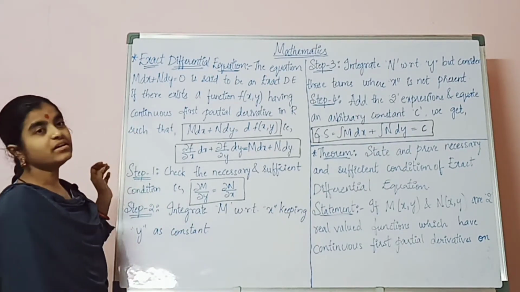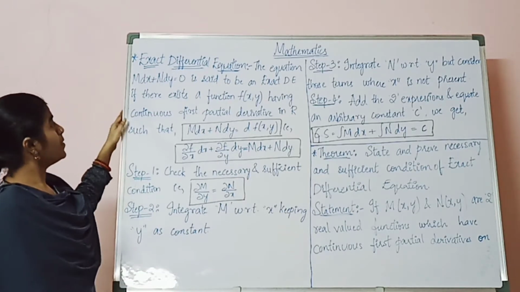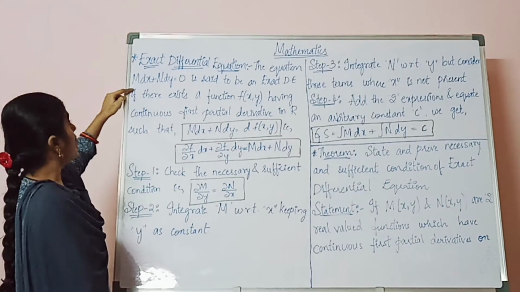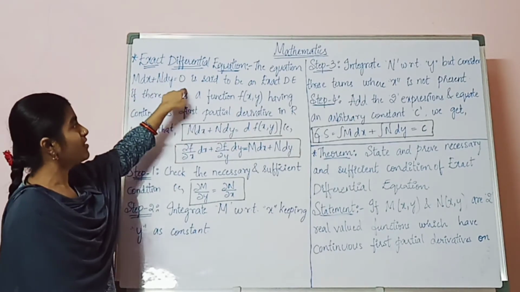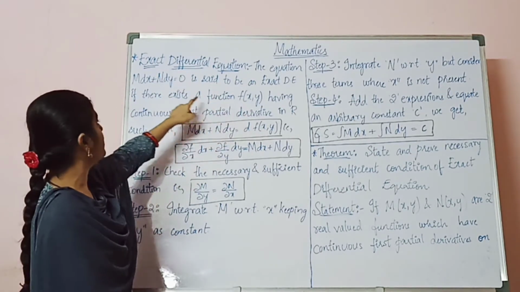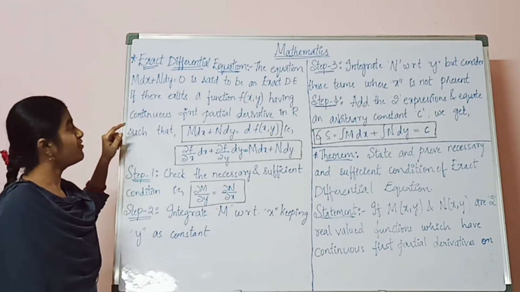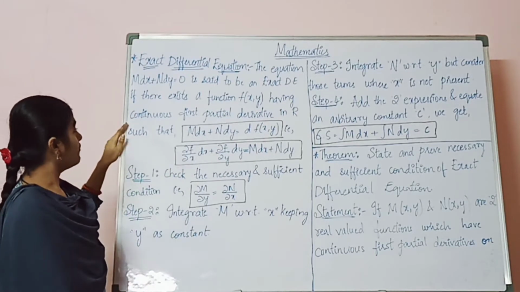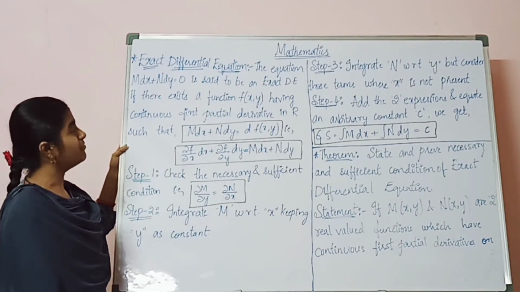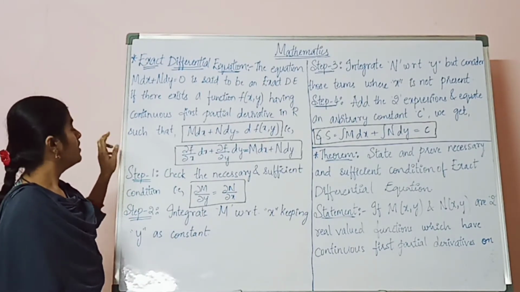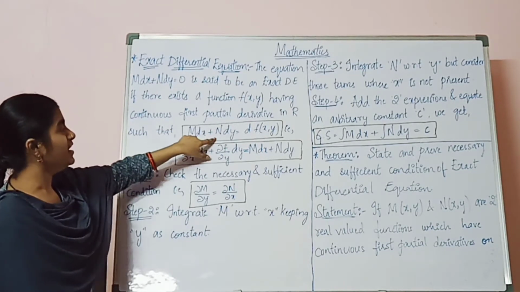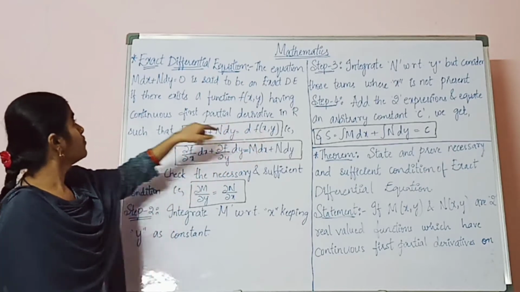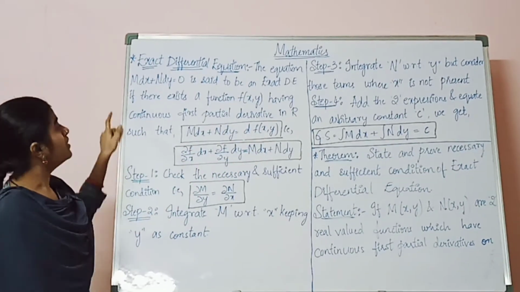Let us discuss exact differential equation. The equation M dx plus N dy equals 0 is said to be an exact differential equation if there exists a function f of x comma y having continuous first partial derivatives in R such that M dx plus N dy equals d of f of x comma y. So when do we say that the equation is an exact differential equation?